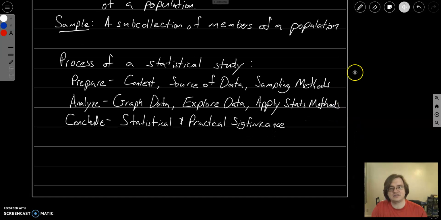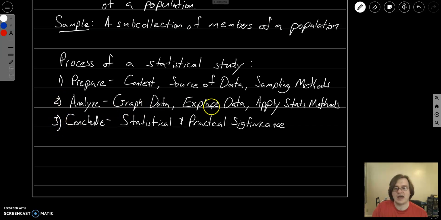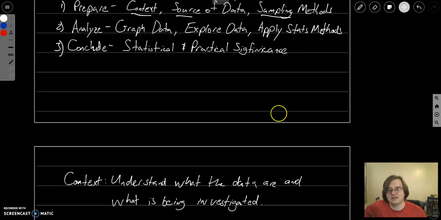And in any statistical study, there will be a few parts, and our textbook splits it down into three parts. One is preparing for the study. Two is once you have the data, analyzing this data. And three is drawing conclusions from the data. So when we're preparing, we want to consider the context of the data, where the data comes from, and how it was collected. So I'm going to scroll down for a second and come back in just a second.